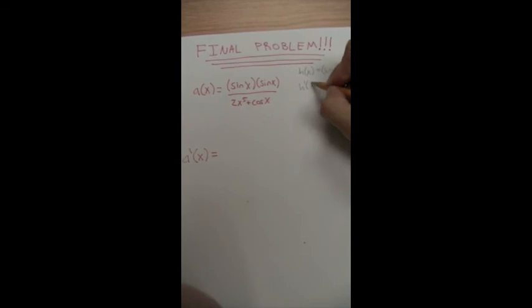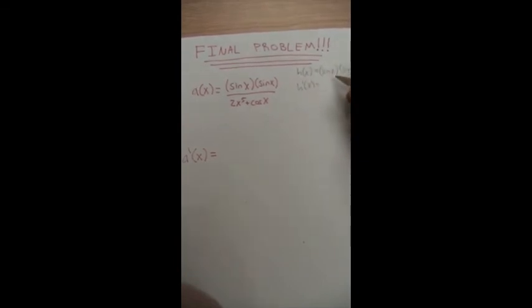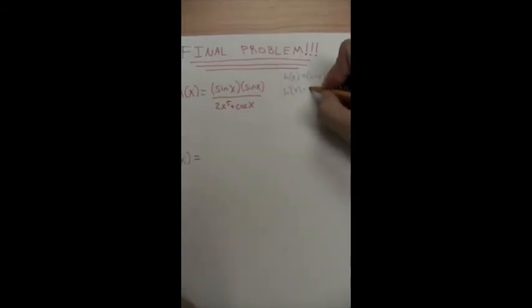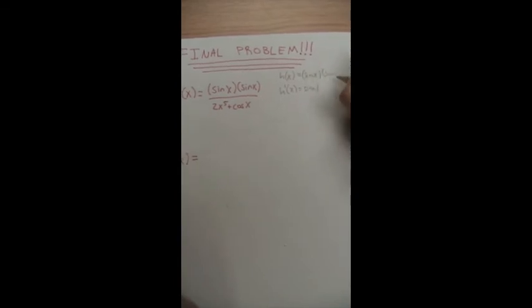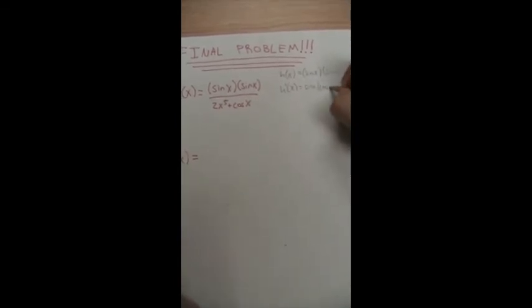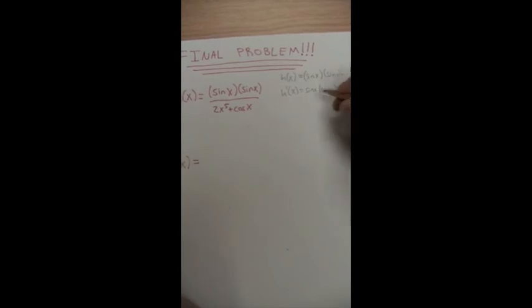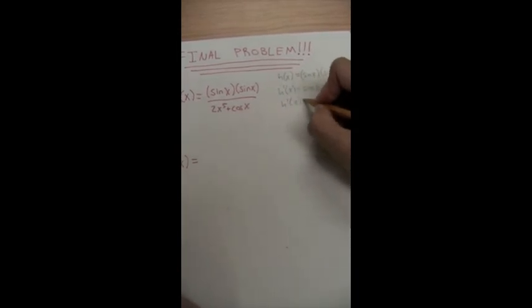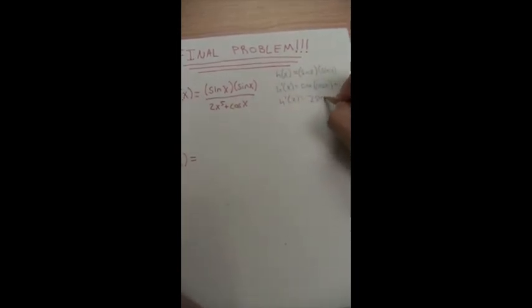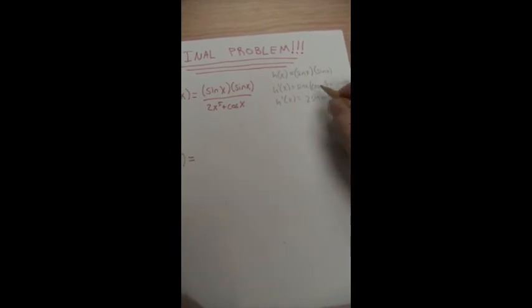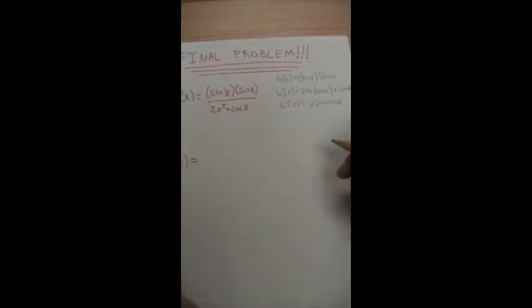h prime of x would equal the product rule. We want to do sine x times the derivative of the second, which would be cosine x, and then the same thing, just sine x times cosine x. So h prime of x equals 2 sine x cosine x. These are the same terms.